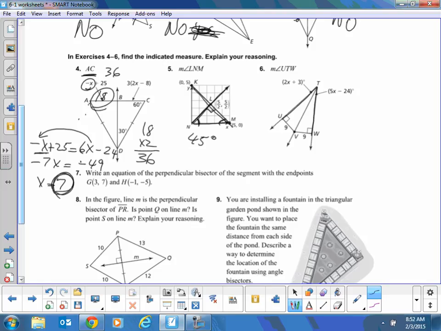Since these are congruent, we know it's an angle bisector, so we know this angle is congruent to this angle, so we can set them equal to each other. 2x plus 3 equals 5x minus 24. Then we simply solve for x again. We get negative 3x equals negative 27. X equals 9. Plug it in. 9 times 2 is 18 plus 3 is 21 times 2 is 42. So this must be 42 degrees.